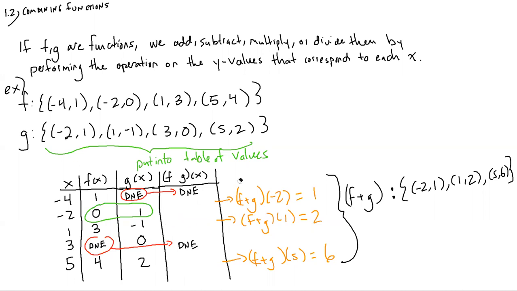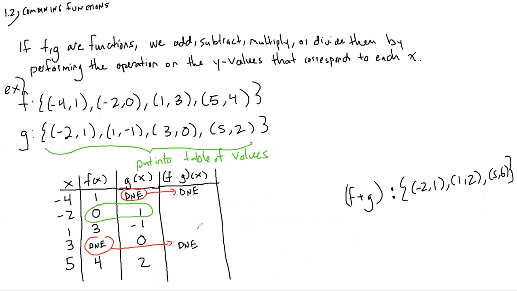Yeah, I can actually perform all my operations. If I want to do f minus g, I'd have 0 minus 1 is -1, 3 minus -1 is 4, 4 minus 2 is 2. If I want to do f times g of x, again, I'm just multiplying those outputs or those y values. So I can't multiply by something that doesn't exist. 0 times 1 is 0. 3 times -1 is -3. Does not exist. 4 times 2 is 8.